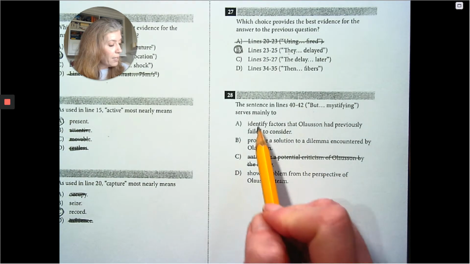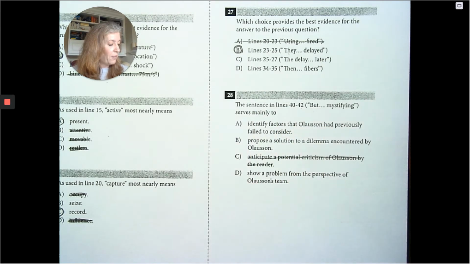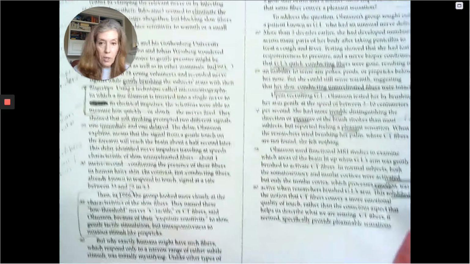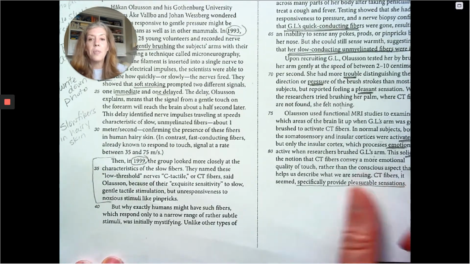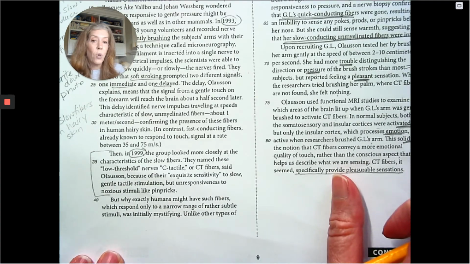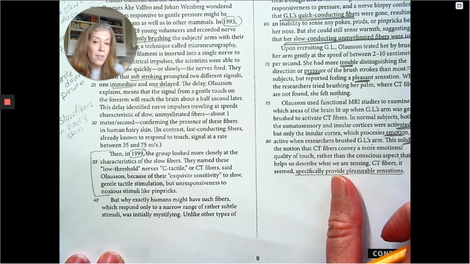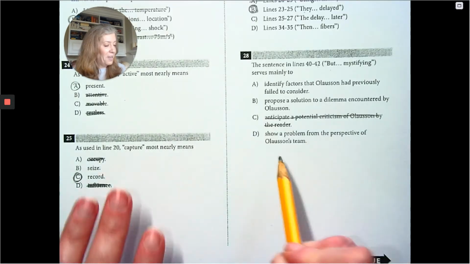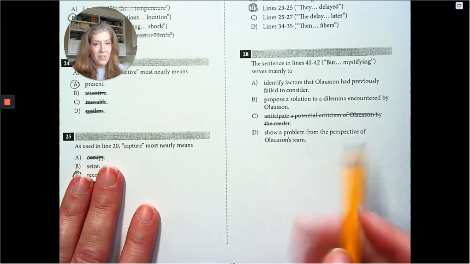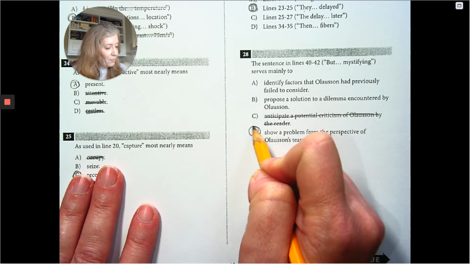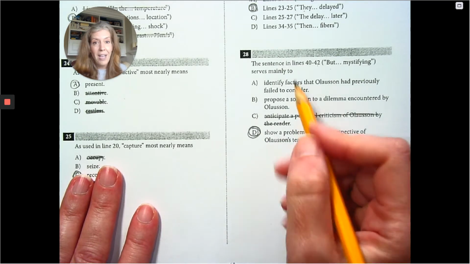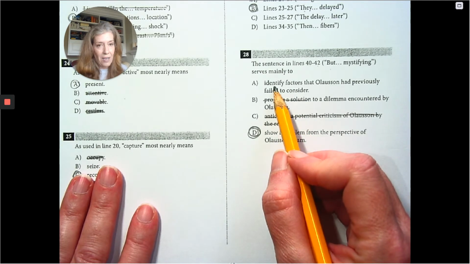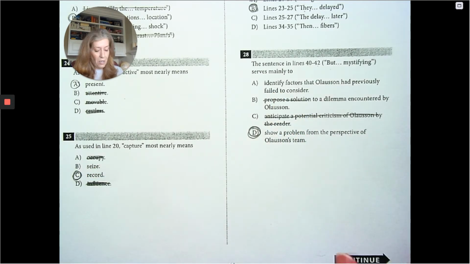So let's have a look though. The sentence in line 40 to 42, "but mystifying" serves mainly to... But why exactly humans might have such fibers, which respond only to a narrow range of other subtle stimuli, was initially mystifying. I think we found our answer. Show a problem from the perspective of Olgeson's team. That sentence, now that you've read it, it definitely doesn't propose a solution, and it doesn't identify factors that Olgeson had previously failed to consider.